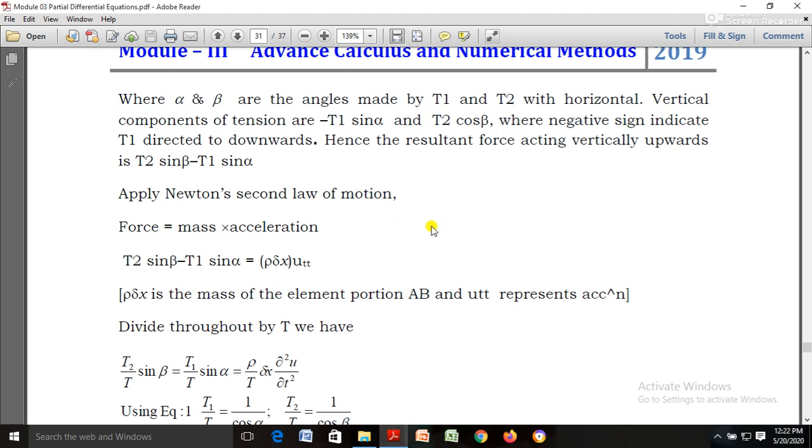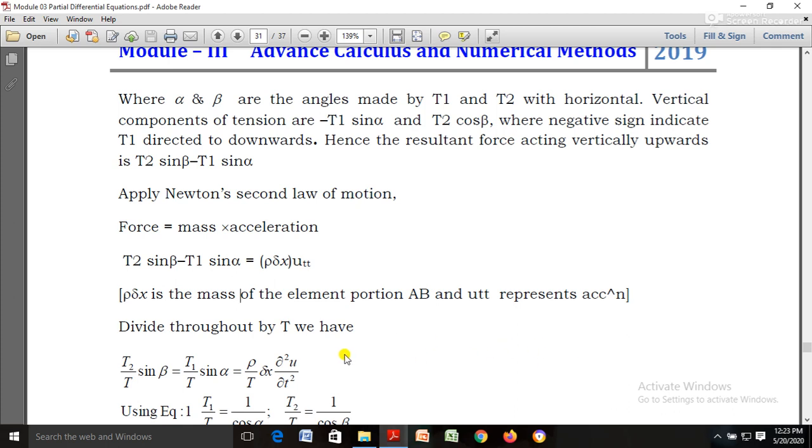In this equation we can apply Newton's second law of motion. The second law is force is equal to mass into acceleration. That is, T2 sine beta minus T1 sine alpha is equal to rho delta x u_tt. Now rho delta x is the mass of the element AB, and u_tt represents acceleration.